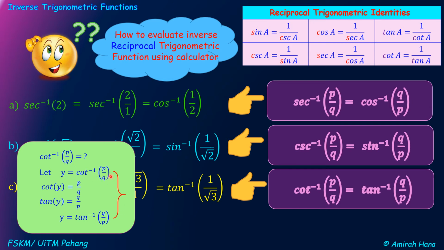From here, we have y here and y here. Means that inverse cot P over Q equals inverse tangent Q over P.